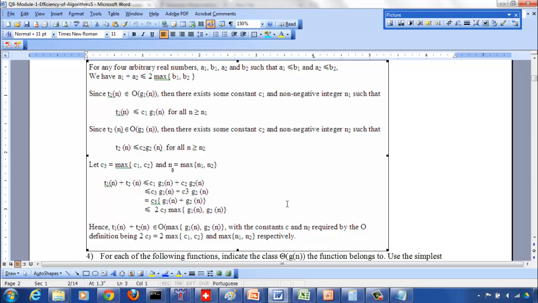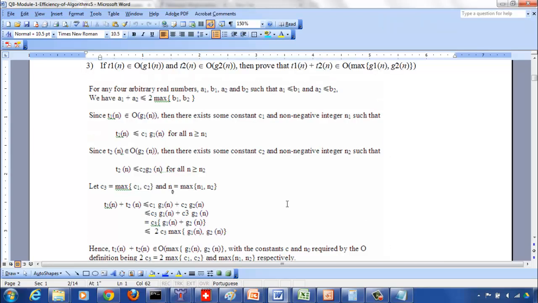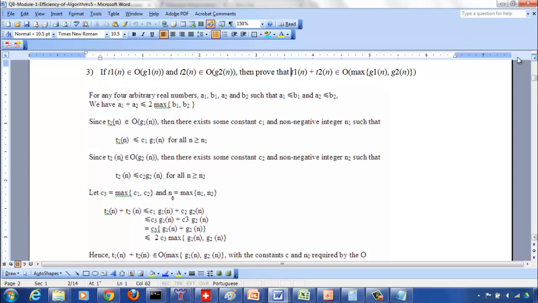Then this is the proof of the property for big O notation. If a function t1 of n belongs to the class big O of g1 of n, and t2 of n is big O of g2 of n, then t1 plus t2 is going to be big O of the maximum of g1 and g2. To prove this, we'll use the definitions of big O.